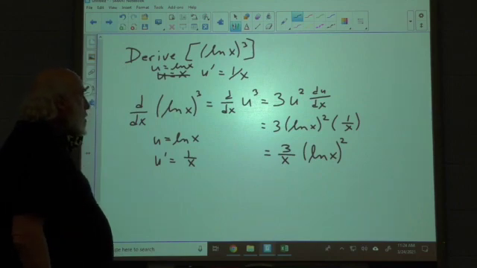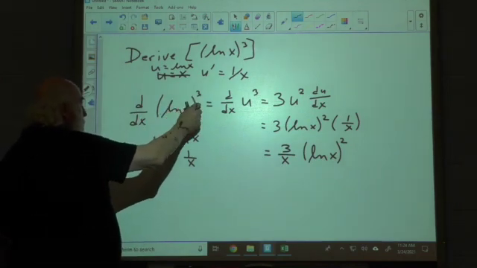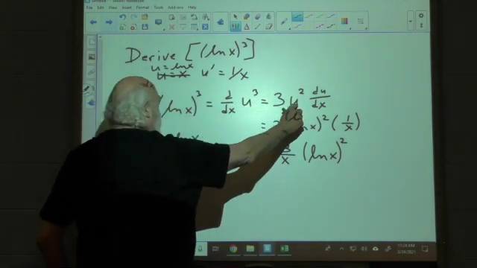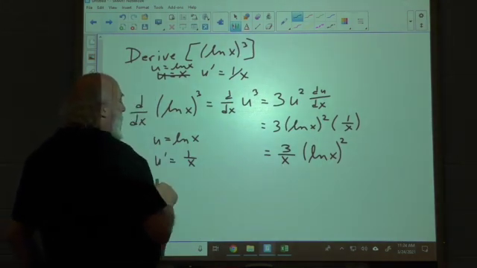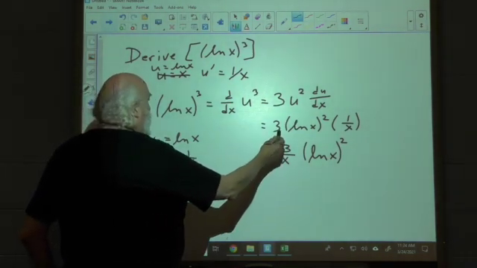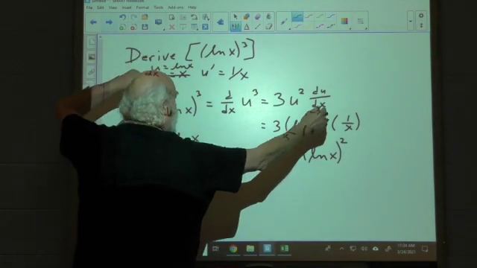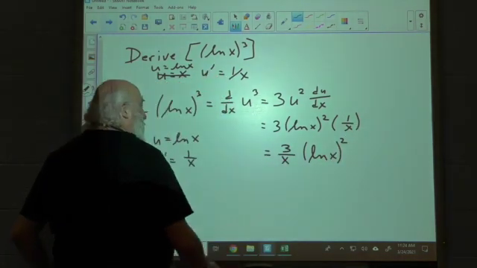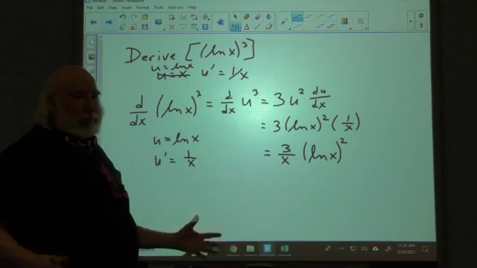Okay? So that means we go ahead and take u for this, u cubed. That becomes 3u squared du/dx. And so this is going to be 3 times the natural log of x, quantity squared, times the derivative of ln x, which is 1 over x. So that becomes 3 over x times the natural log of x, quantity squared.